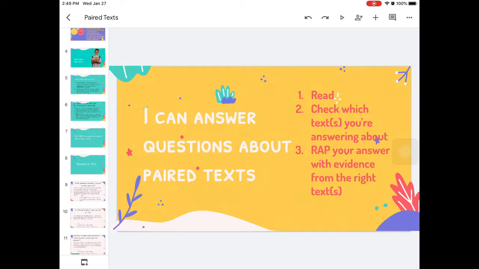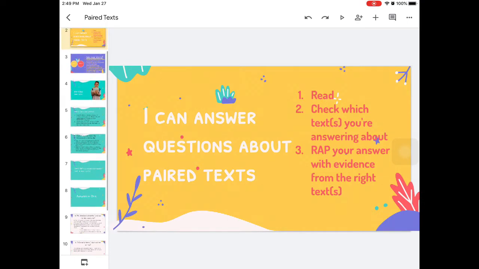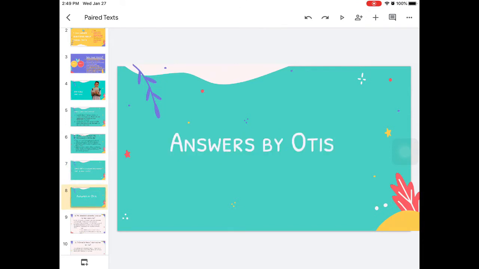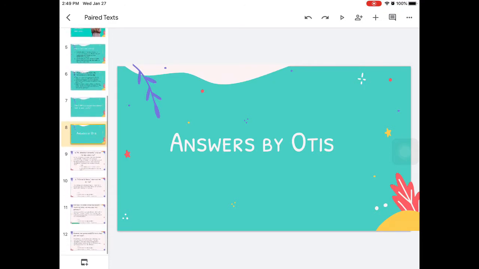Let's come on down here to our third step. It is a little different today, so we'll look at that real quick. I am going to ask you to be proving your answer, like writing out proof to your answer. So that means we're going to make sure we restate the question, answer it, and prove it. Let's look at some answers to questions from Otis. He answered some questions about the text that you read yesterday, so let's take a look.